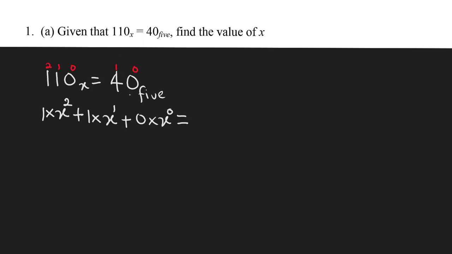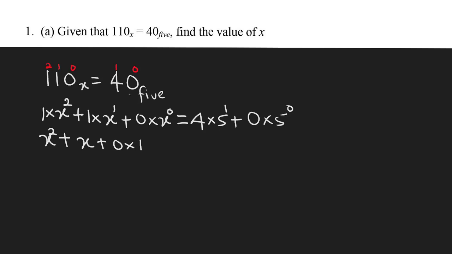So we have 4 times 5 to the power of 1. Then for this 0, we have plus 0 times 5 to the power of 0, right? The next thing is to multiply. 1 times x squared is x squared, so we have x squared plus 1 times x raised to power 1, and you know that x raised to power 1 is the same thing as x. So it's going to be x plus 0 times x raised to power 0, which is the same thing as 1.